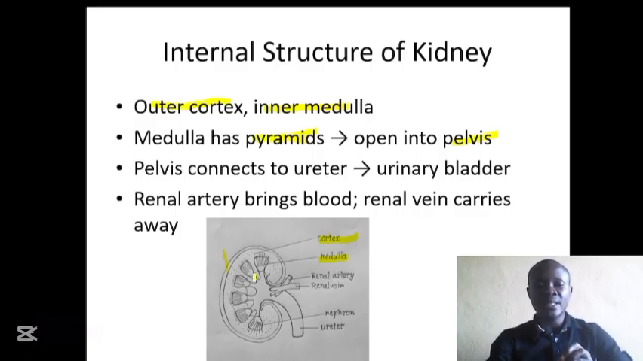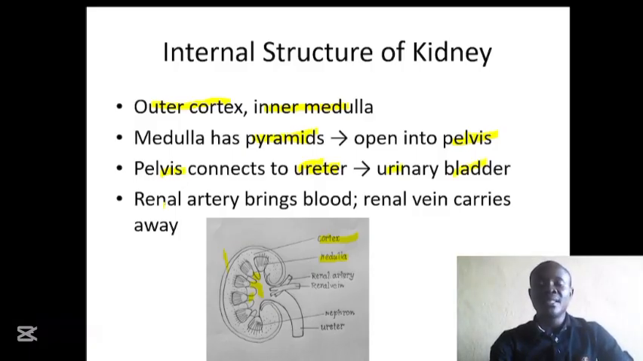It has a passage through which it has to flow to get into the pelvis. We have this part here which we call the minor calyx. These minor calyces open into the major calyx. The major calyx opens into the pelvis. This pelvis is connected to the ureter. It is the ureter that carries the urine to the bladder.